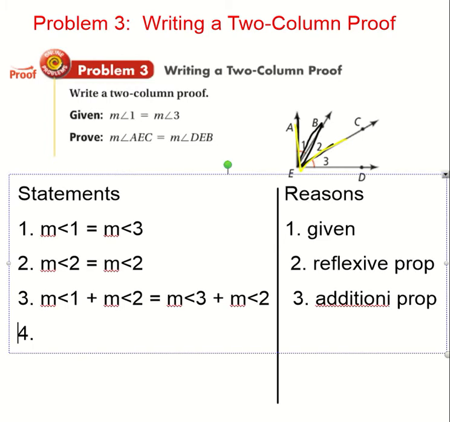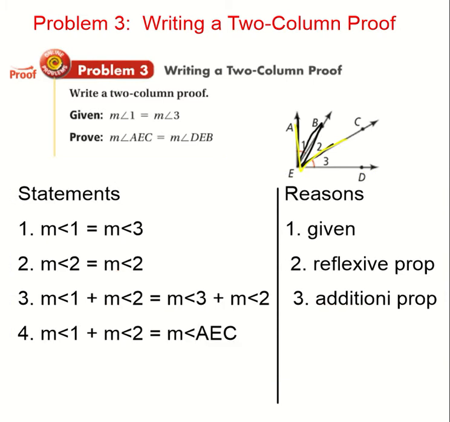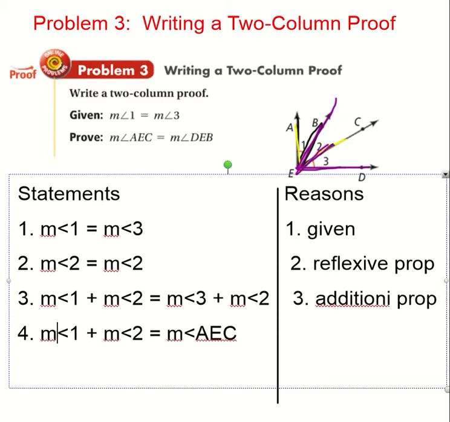So for step 4, we're going to say the measure of angle 1 plus the measure of angle 2 equals the measure of angle AEC. Okay, and through that we can also say in that same step, because if we look at that drawing, we can say some stuff about angle 3 and angle 2. So we have angle 3 here, we have angle 2 here. Together they make that big angle BED. So we're going to put that into our proof as well.